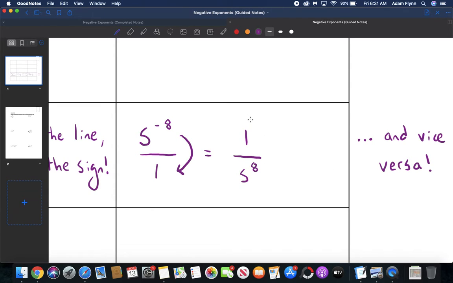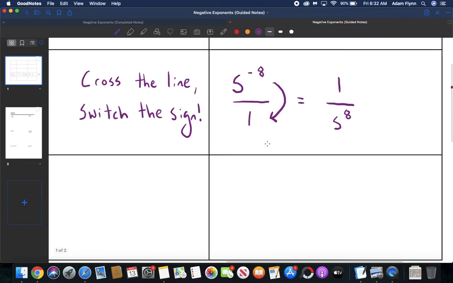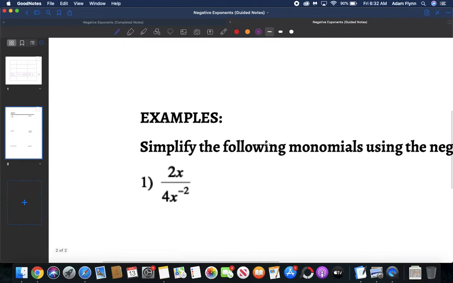Let's say we were given 1 over s to the negative 8th power. Let's say there's a negative sign right here. We would cross the line and switch the sign. So it would come right back up to the top, and it would become s to the positive 8 over 1. So it doesn't matter where your negative exponent is, if you're moving it from the top to the bottom or the bottom to the top, either way is allowed as long as you don't have any more negative exponents. Let's take a look at our 6 example problems to hopefully make this a little bit more clear.